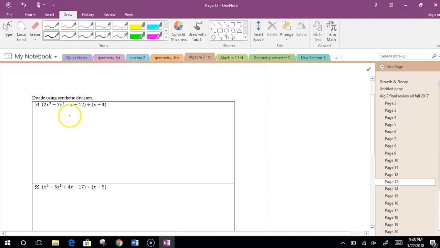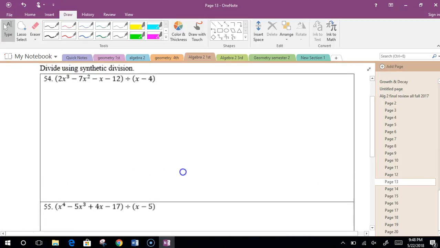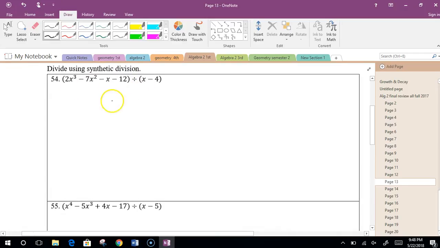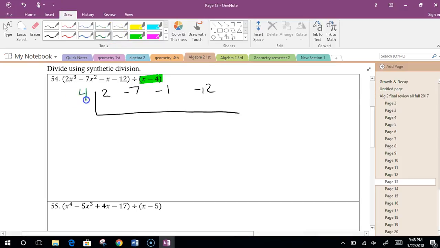We want to make sure when we do synthetic division that we have all of our leading coefficients in the box. So we have 2, negative 7, negative 1, and negative 12. And the only thing you have to remember is if this divisor is written as a factor, then the number you put out front has to be the opposite sign.